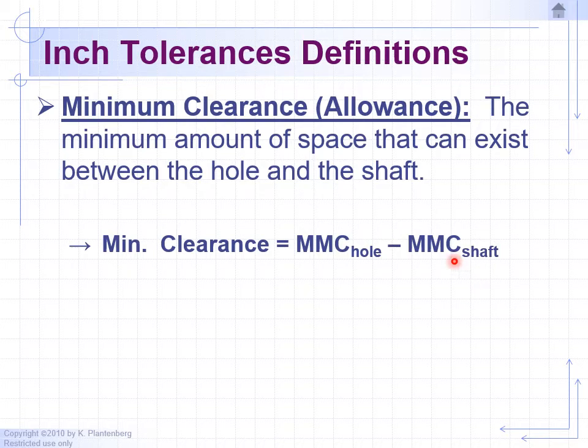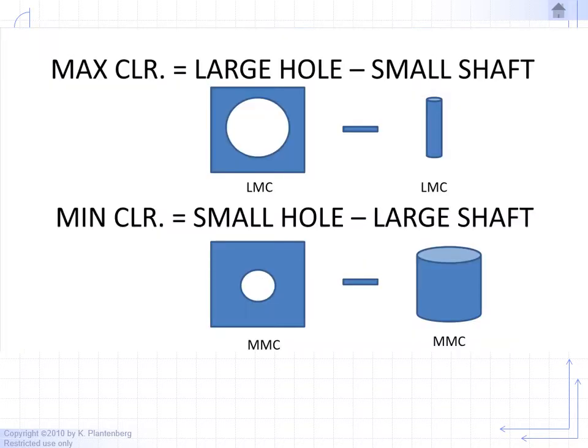Let's take a look at some visuals. Okay, so looking at the two previous slides, once again, maximum clearance is the LMC, the least material condition of the hole, minus the least material condition of the shaft. In other words, it's just the largest diameter hole allowed, minus the smallest diameter pin allowed. If you insert this small pin inside the large hole, there will be plenty of clearance between the two.